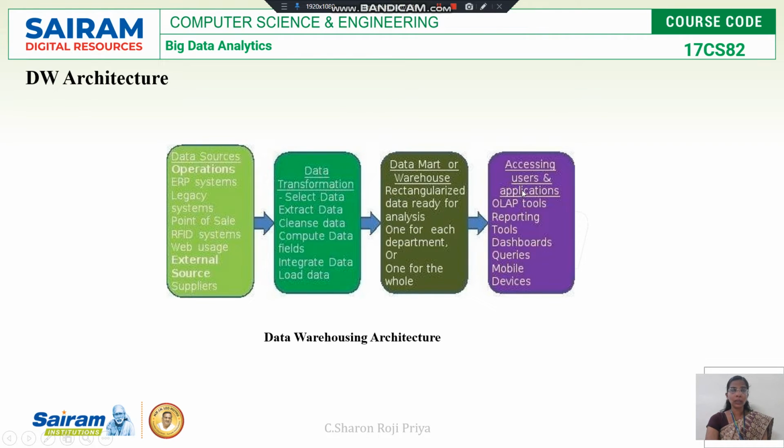After storing it in your data warehouse or data mart, you can analyze it, you can mine your data to get knowledge out of it. Right? So these are the four elements of your data warehousing architecture.